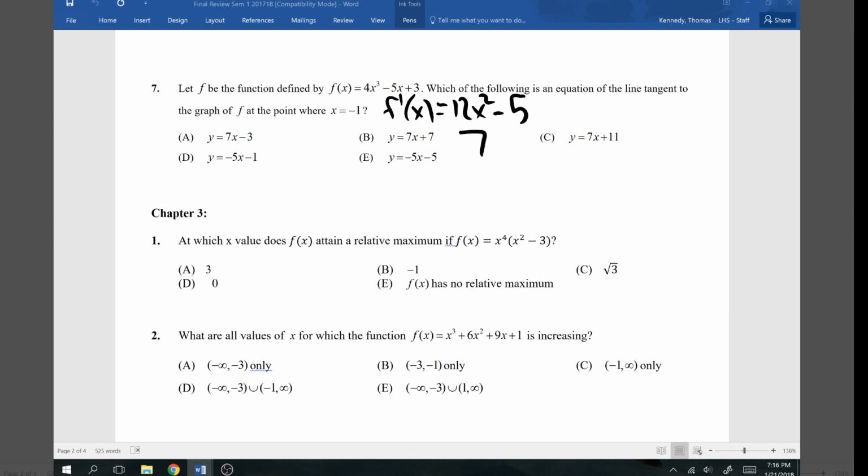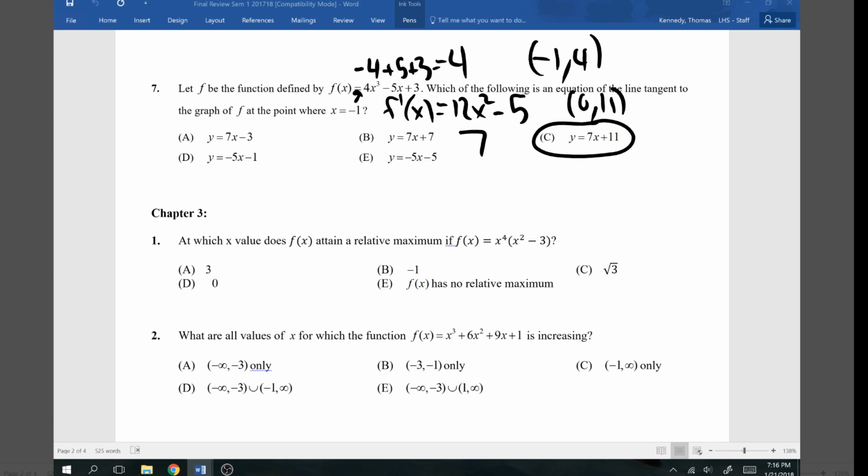And now that you have 7 as the slope, you know it's A, B, or C. And it's not just a YOLO 1 and 3. Like, there's a way we can figure it out. And the way we figure it out is by plugging -1 into the original function to find the y value at -1. We get -4 plus 5 plus 3, and that's 4. So we know this goes through -1 comma 4 and has a slope of 7. So all I did was say I move forward 1 in my x, so I move forward 7 in my y, and so this goes through 0, 11, and my y-intercept is 11, which makes C the answer.